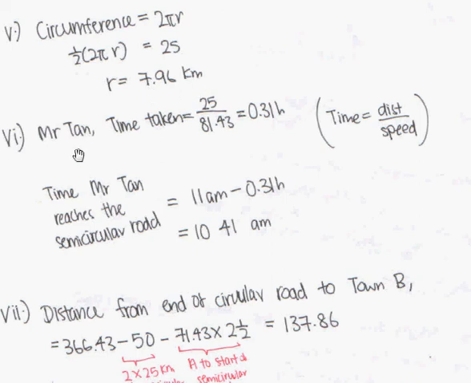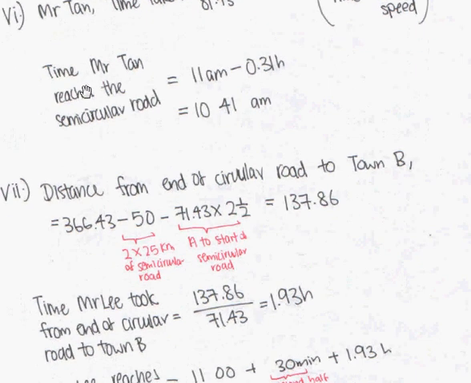So for Mr. Tan, time taken is always distance over speed, which will give you the time taken. So it will be 0.31 hour. So the time Mr. Tan reaches the semicircular road will be 11 AM minus 0.31 hour. So it will be 10:41 AM.